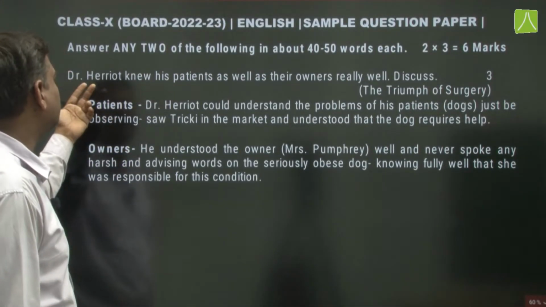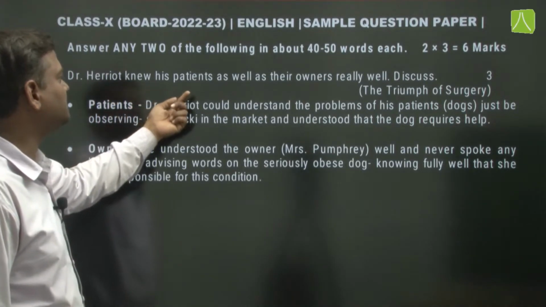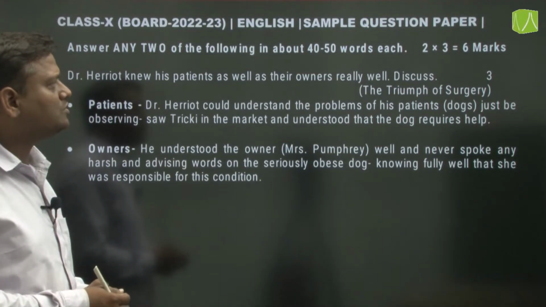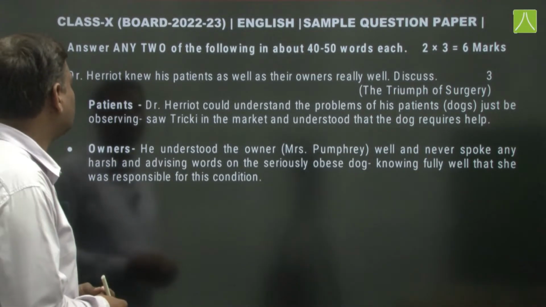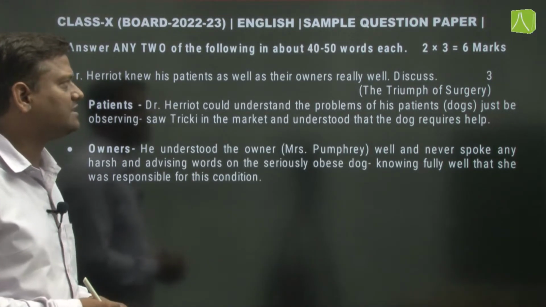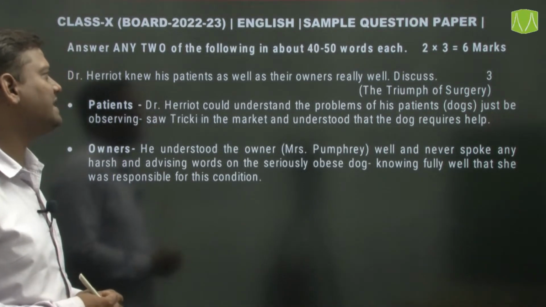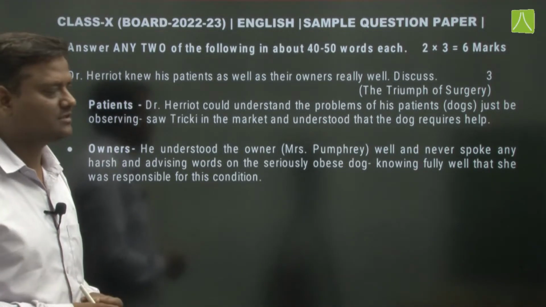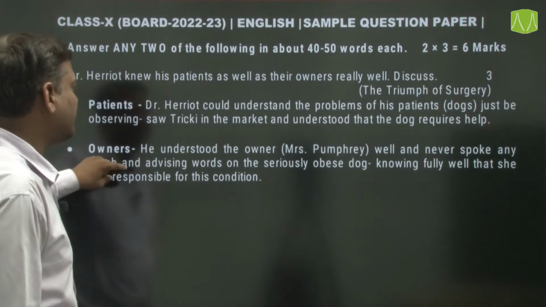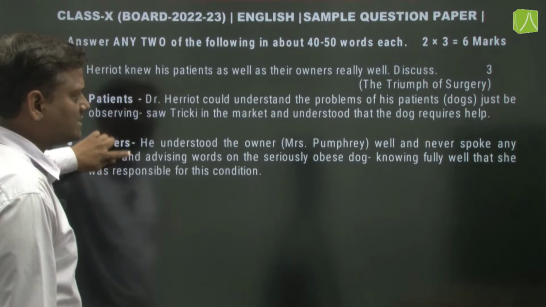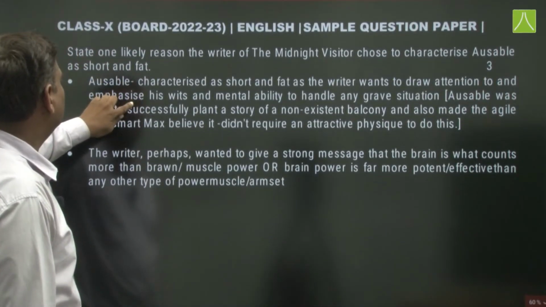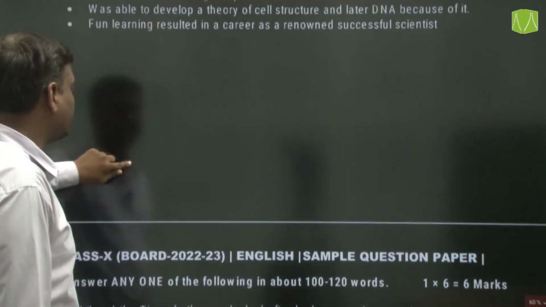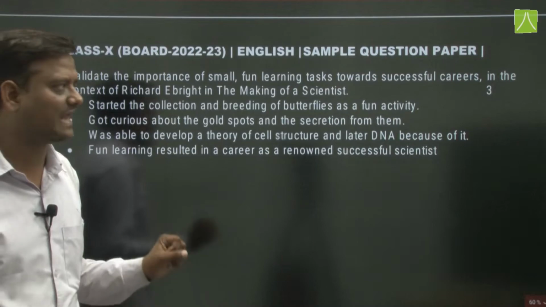Like the question is, Dr. Herriot knew his patients as well as their owners really well. Discuss. You have to write how Dr. Herriot knows his patients and their owners. So we can take the example of Mrs. Pumphrey, the owner of his patient Tricki, the dog. So taking the example of Mrs. Pumphrey, we can answer this question. So in this manner we are having 3 questions, out of which we have to attempt any 2.